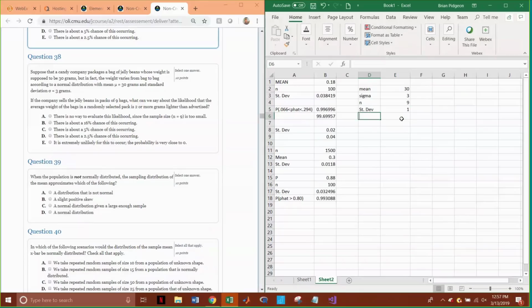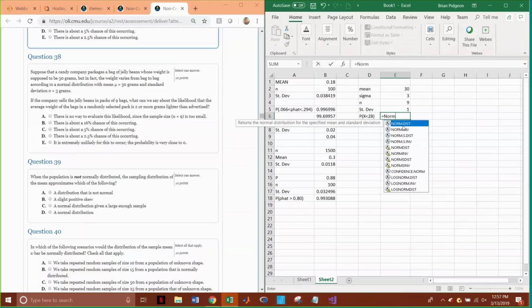But this question is a little different. It wants the probability that the average weight of the bags in a pack of 9 is 2 or more grams lighter than advertised. So 2 grams lighter is going to be 28 grams. So 2 or more means we're looking at less than 28. But now it's the same as before.